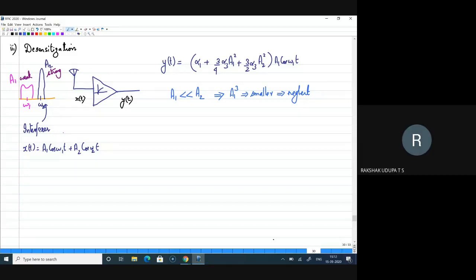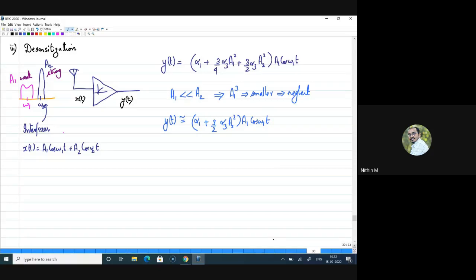So a1 cube is very small, so I'm neglecting that. After neglecting this, if I write the output equation, y of t is approximately, because I am neglecting one term, alpha 1 plus 3 by 2 alpha 3 a2 square into a1 cos omega 1t. This is y of t. Why neglect a1 cube? Because a1 is very small.